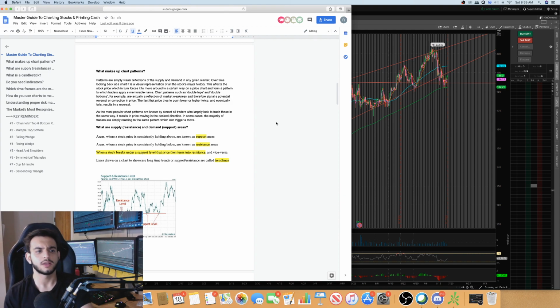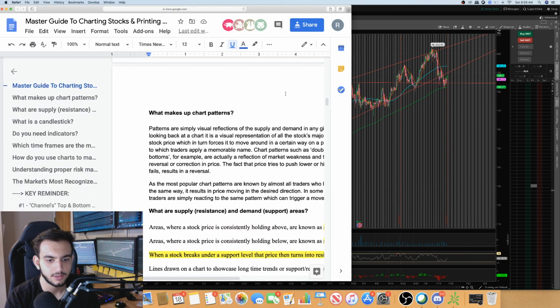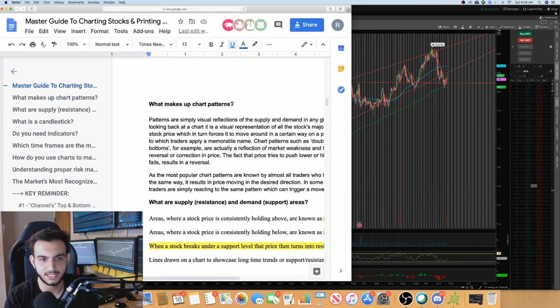So you can see that the first headline here is what exactly makes up a chart pattern. So I want to describe this. Let's go ahead and zoom into this, because I don't really need the descriptions. I can just go over it myself, right?